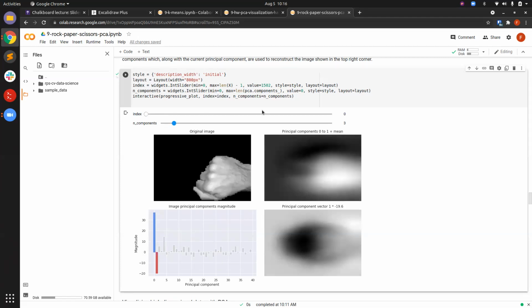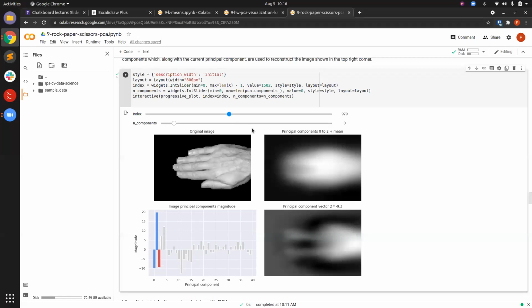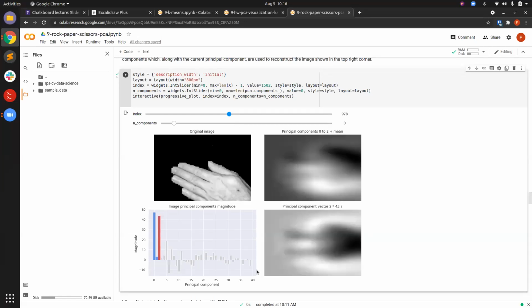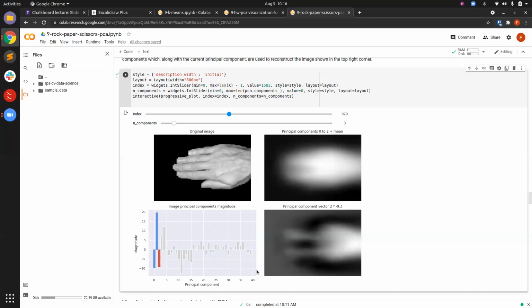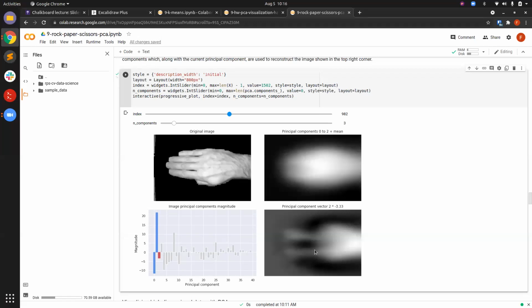Okay, the next principal component encodes the position of the fingers here. So this principal component encodes whether there are fingers stuck out in the hand. We can see this rock example has a small magnitude here. Let's look at some paper examples. The paper examples tend to have a negative or positive magnitude here, depending on the position of the fingers. If you have the fingers together in the paper gesture, then this principal component is less relevant.